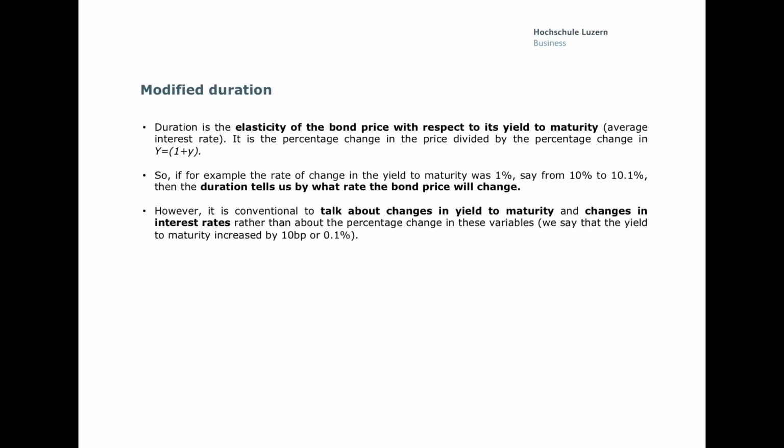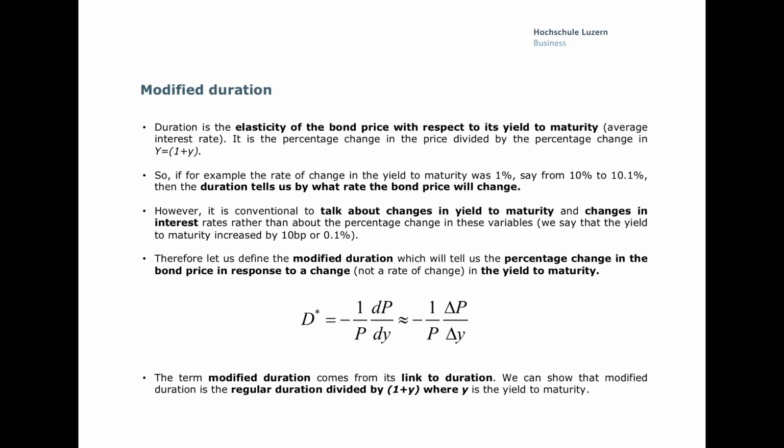However, it seems to be more natural to talk about changes in yield to maturity or changes in interest rates rather than about a percentage change in these variables. We would rather like to know what the price impact is if the yield to maturity increases by 10 basis points. However, such an interpretation can quite easily be achieved by modifying the duration formula. This new duration measure is called modified duration, since we only have to divide regular duration by 1 plus y, where y denotes again the yield to maturity.